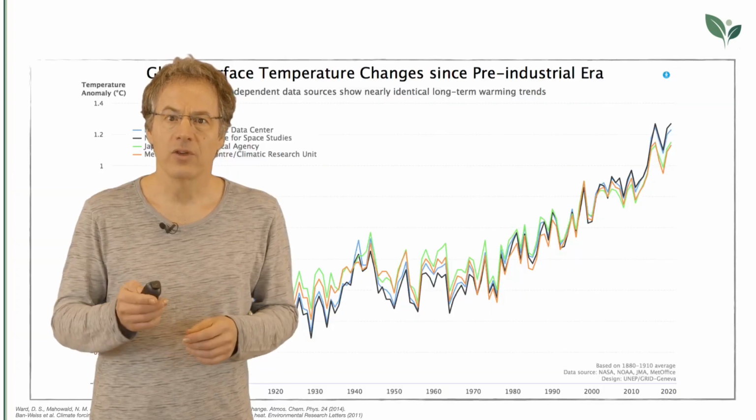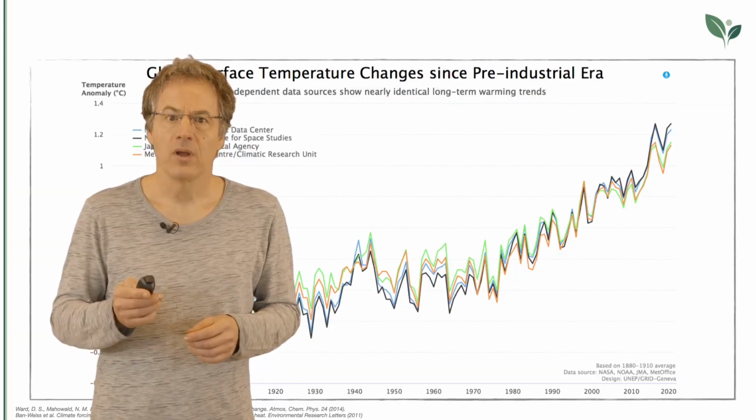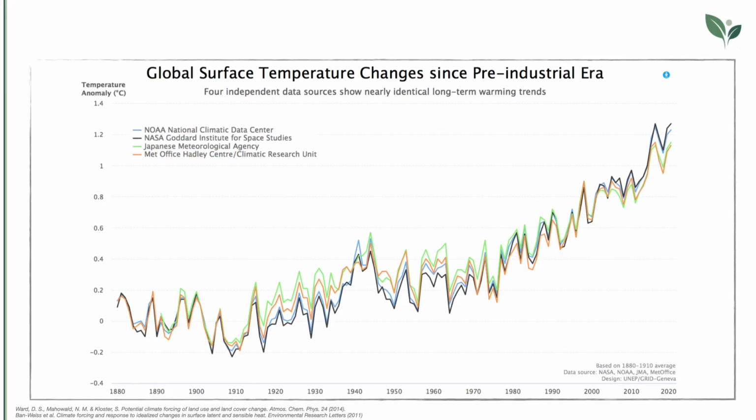Let's look at this issue of global warming. Here is the example of a graph I created for the United Nations Environment Programme, on which the measured temperature curves from the 4 established reference institutions worldwide can be seen. We can see a significant increase in the average global temperature of currently about 1.2 degrees Celsius since 1880, when the temperature measurements began, compared to the average from 1880 to 1910.